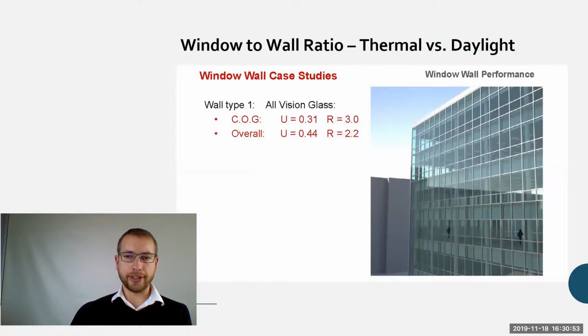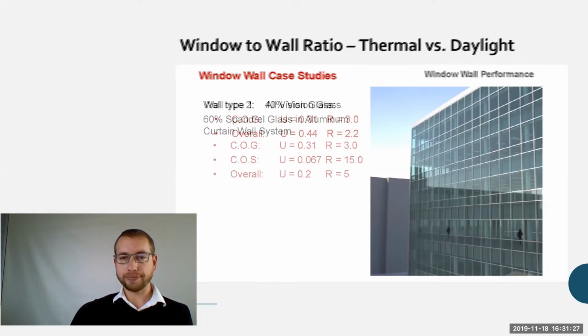So let's look at a case study, if you will. If we're looking at window to wall ratios, there's something called COG, or center of glass, where you are looking at the heat transmission at the center of the pane of glass. Whereas the overall U value of the window, which includes the assembly, is going to have worse thermal performance because often you're using metal framing, and heat transmits through metal quite quickly.